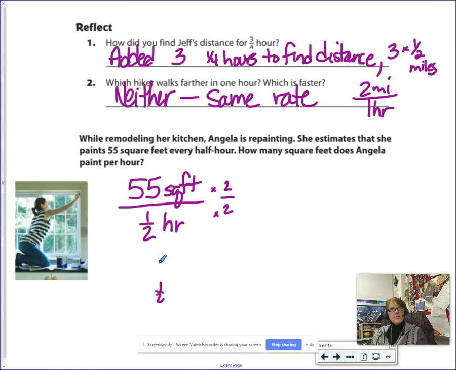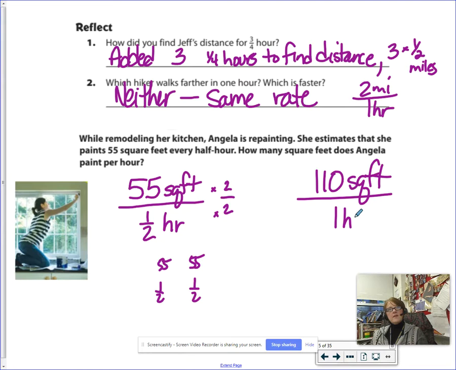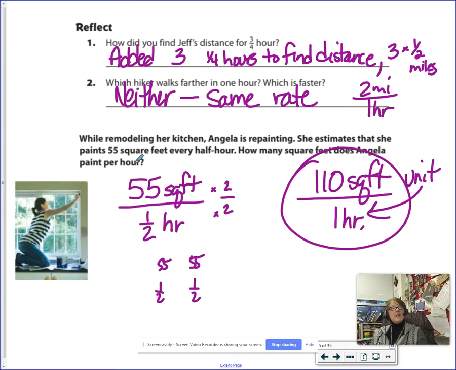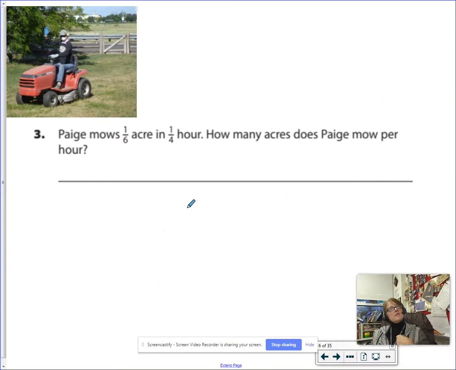Here's a 1/2 hour. She does 55 square feet. Another 1/2 hour. She does another 55 square feet. When I add those two together, we should end up with 110 square feet per 1 hour. This is a unit rate because the denominator is 1. This is a rate. It's not a unit rate yet. Okay. Now, I don't know if I want to show you that yet. So let's just keep going.